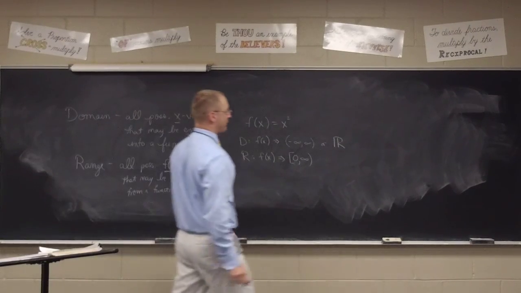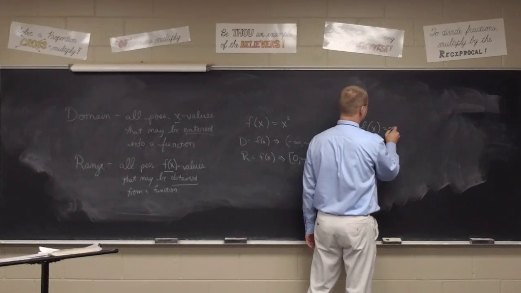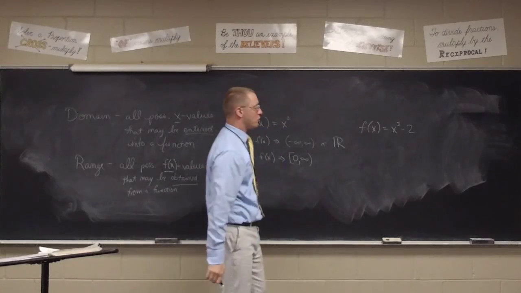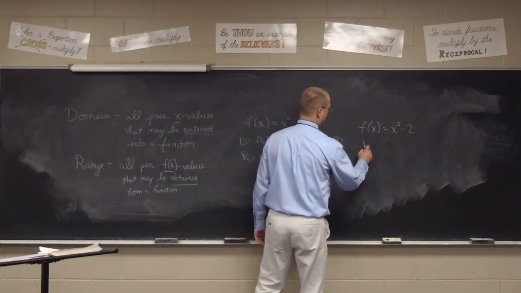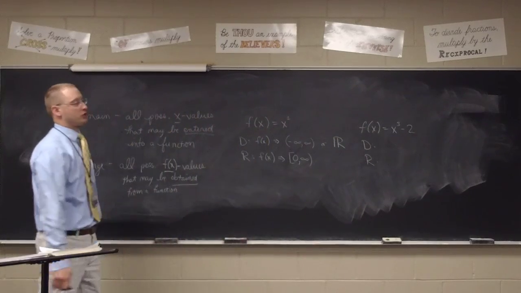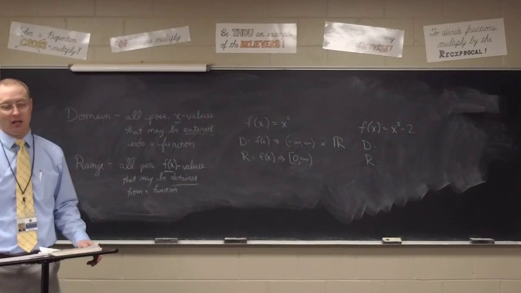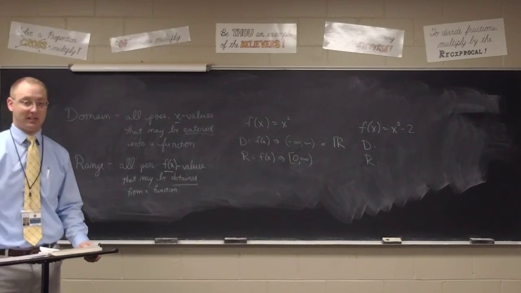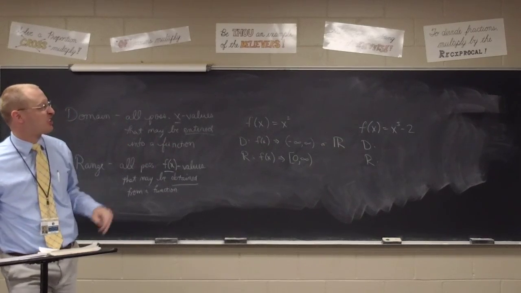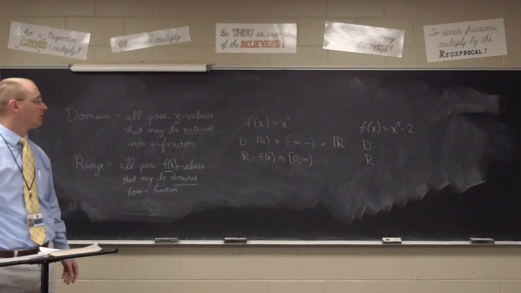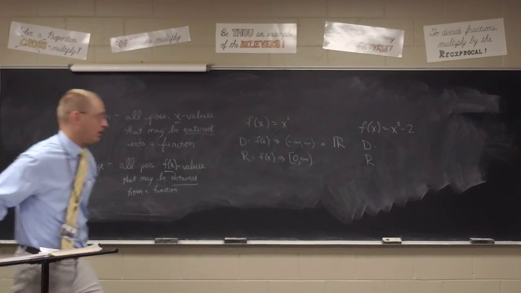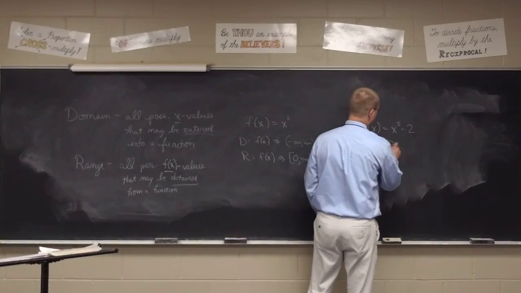How about this one? f of x is equal to x cubed minus 2. Let's talk first about the domain and then the range. The domain refers to all the numbers you can plug in, all the x values that I'm allowed to plug in. Is there something I'm not allowed to plug in? No. I can plug in anything, right? All real numbers. There's nothing I can't plug in, so the domain is all real numbers.